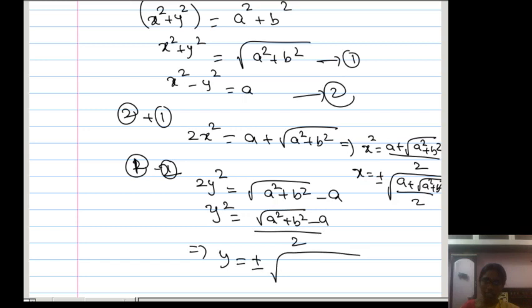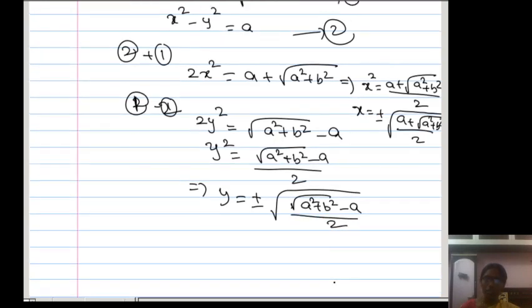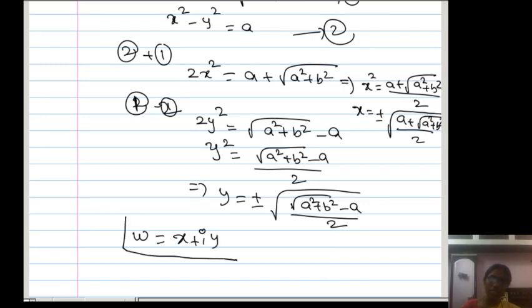Again under root, it is y square this. Then y is under root of under root a square plus b square minus a by 2. Okay, now I got x and y values here. So now what is w? x plus iy. What is w here? x plus iy.